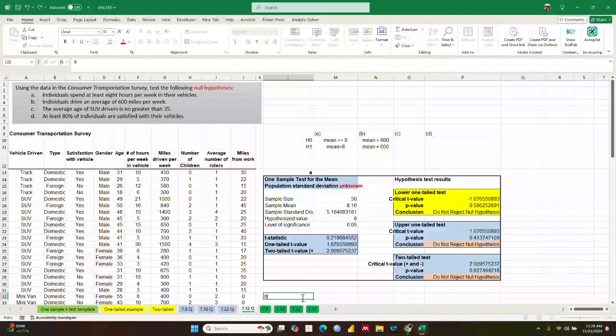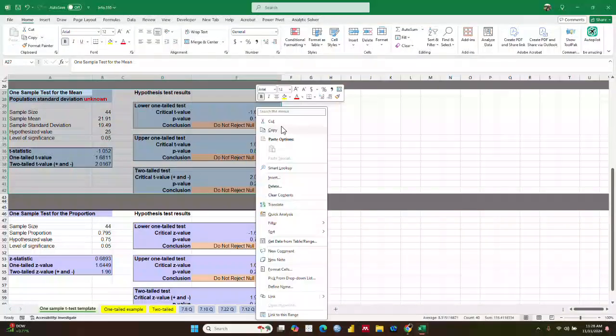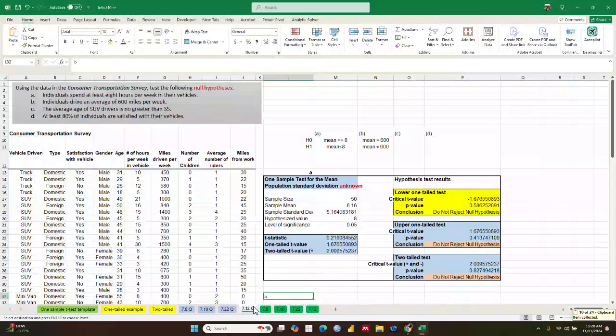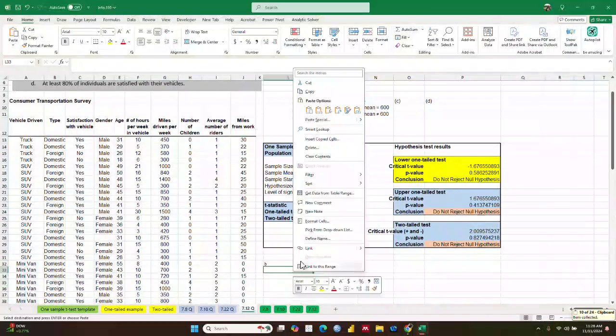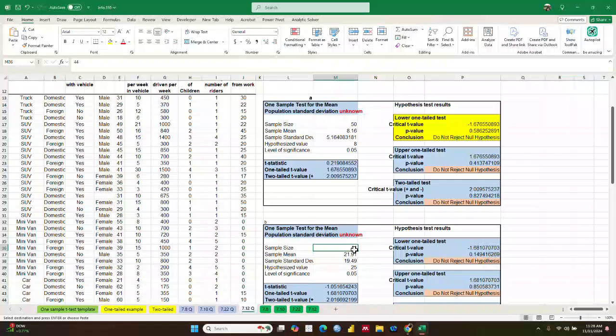So this is part B. I go back to my template. I'm using the same template because still the population standard deviation is not known. I copy it and paste it here and start filling the table. The sample size is 50.